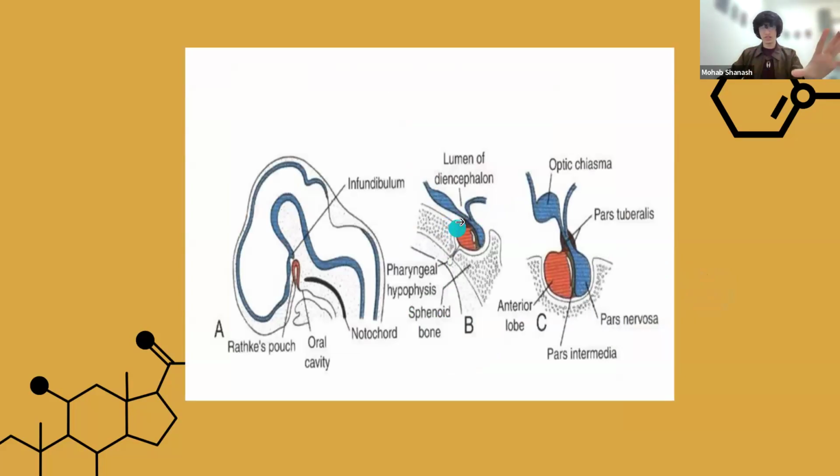Here's what I want you to know from this. The most important thing is that your anterior pituitary comes from something called Rathke's pouch. That's something they ask about, and you should know very well. Okay, moving on.